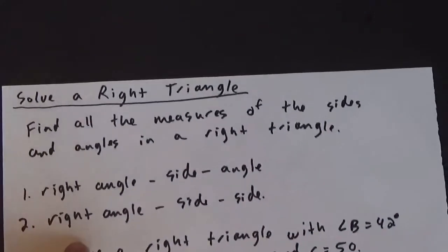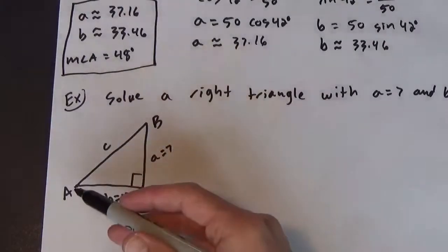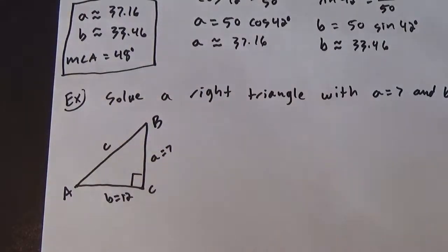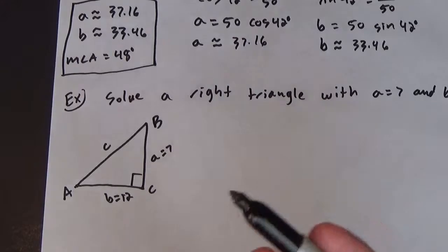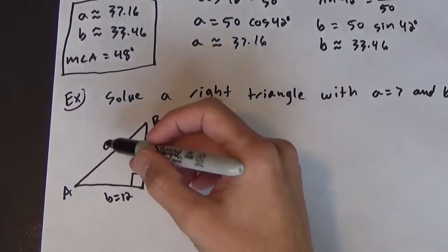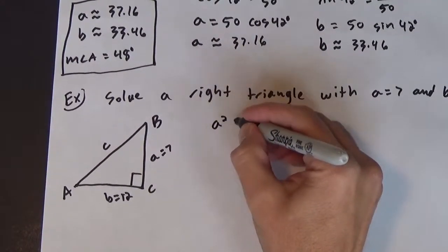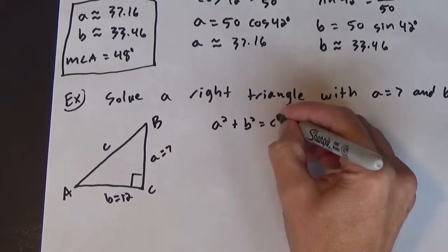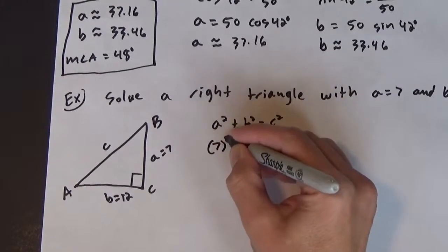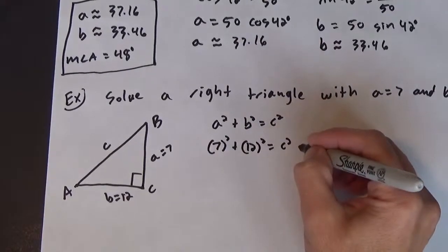All right, so in this case, it's case 2. We have a right angle and two sides. It doesn't matter if you find C or angle A or angle B first, whichever one you want to do, but I'm going to go ahead and find side C first. If we're given these two sides and we want the third side on a right triangle, we have to use the Pythagorean theorem. A squared plus B squared equals C squared. So we have 7 squared plus 12 squared equals C squared.